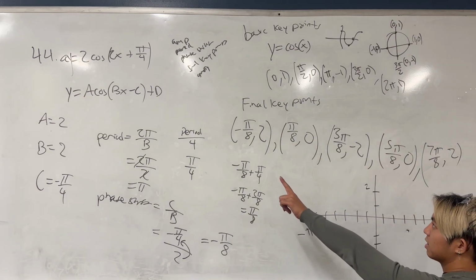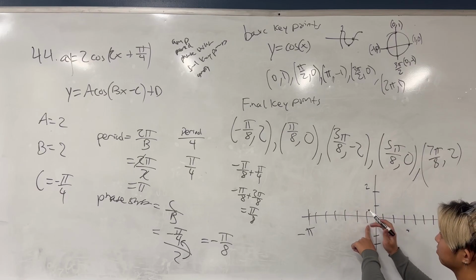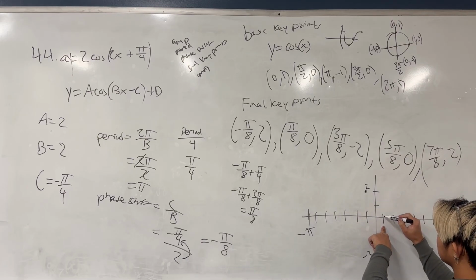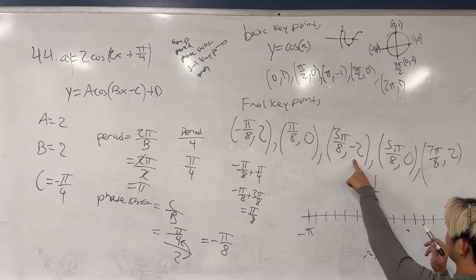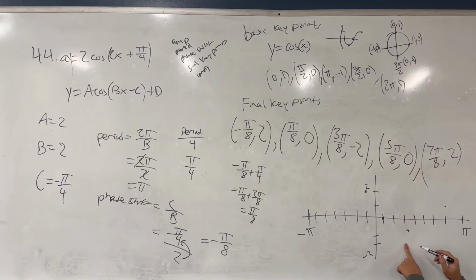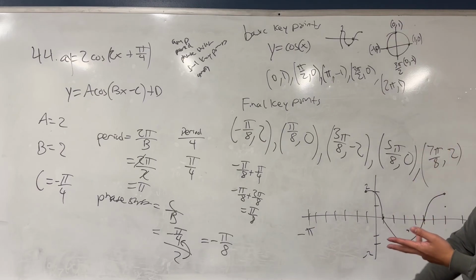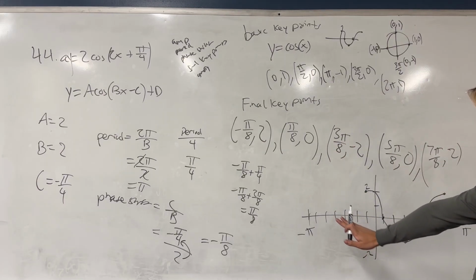All right, and now let's graph. So negative pi over 8, 2. First interval is negative pi over 8, and then 2. Pi over 8, comma 0. 3 pi over 8, comma, negative 2. 5 pi over 8, comma, 0. 7 pi over 8, comma, 2. Boom. And now just connect the dots. Something along the lines of that, and that's it. So we satisfied the amplitude, the period, phase shift, find the key points, and finally our graph.